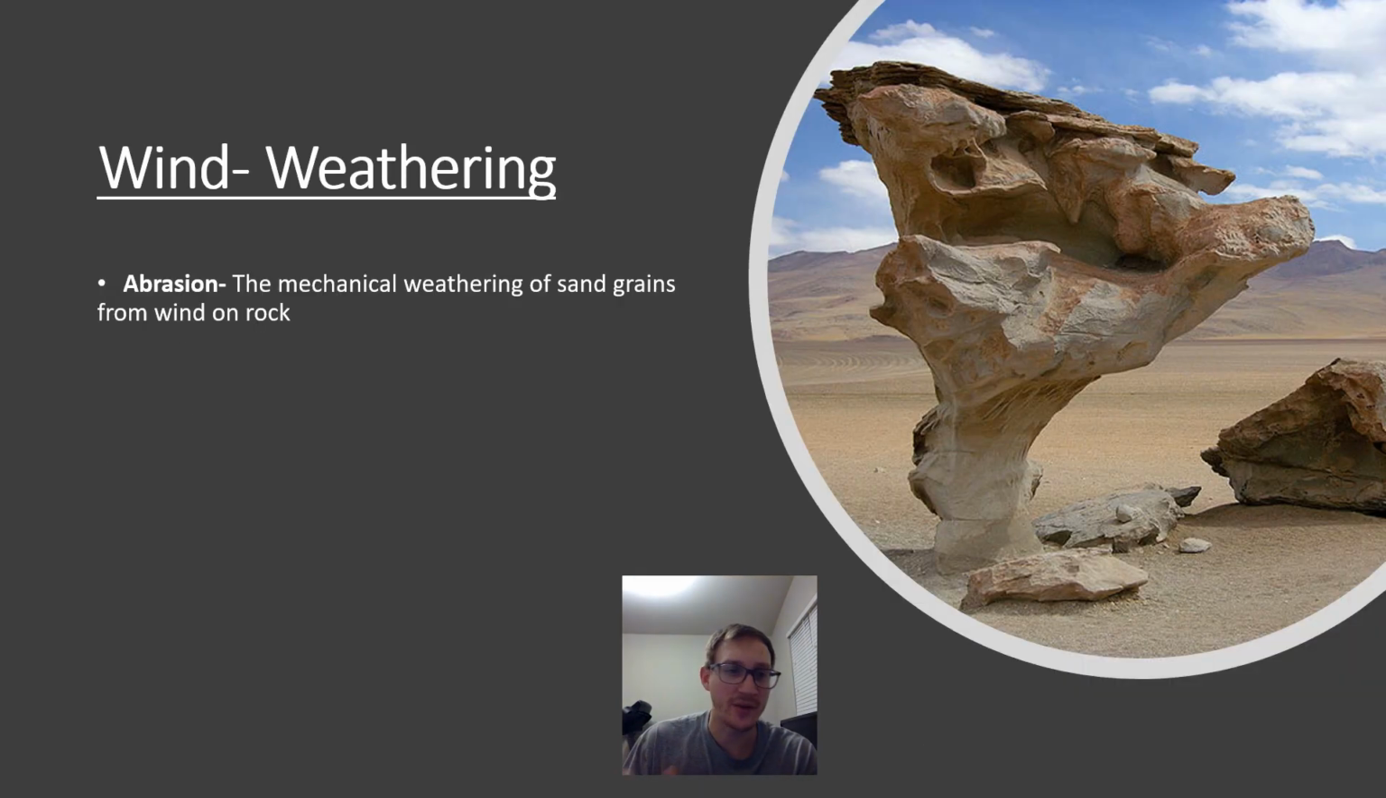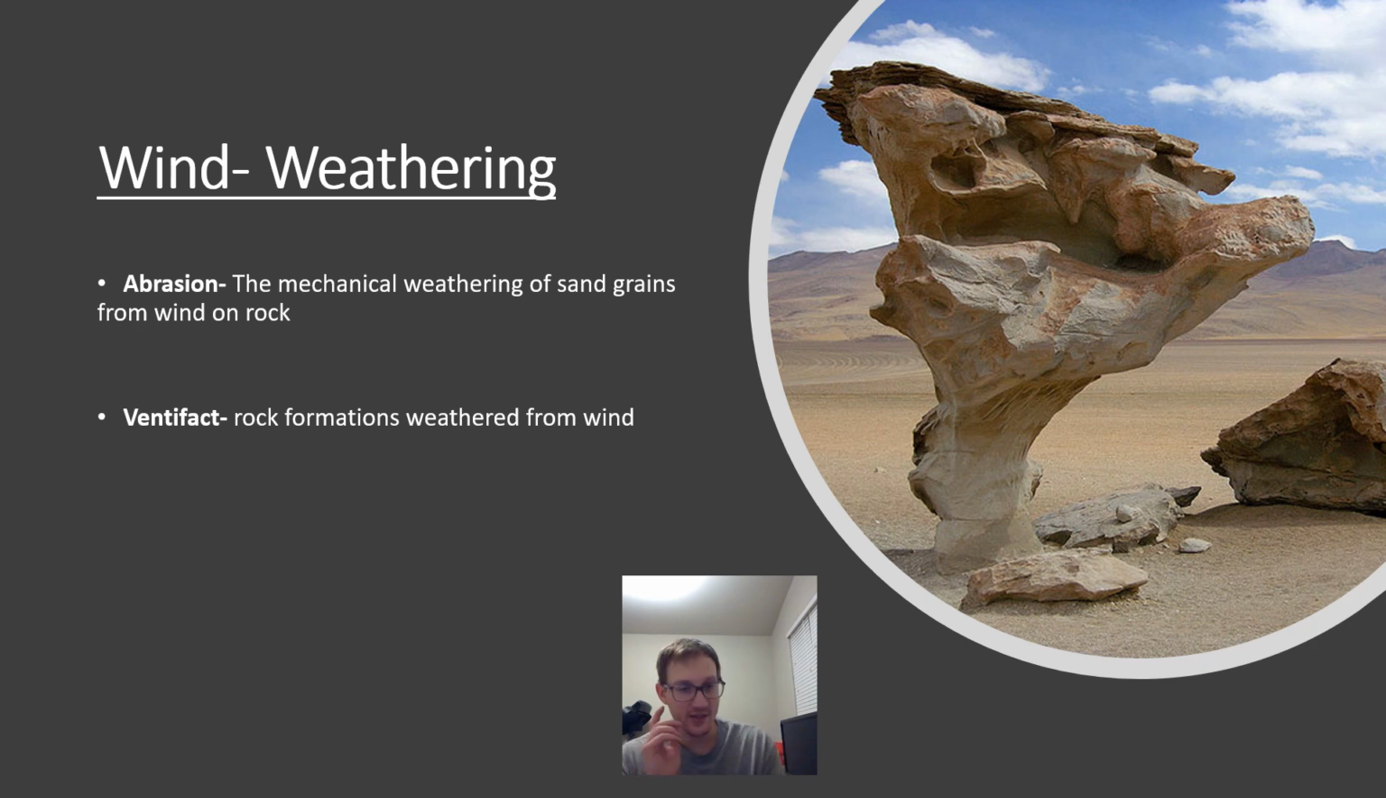Okay, so let's talk about weathering. Abrasion, the mechanical weathering of sand grains from wind on rock. Okay, so they form these interesting little rocks. Here in the desert, basically they don't get a lot of rain, so it doesn't wear down by water very much. It is the wind that causes these weird shaped rocks. And these are actually called ventifacts, rock formations weathered from wind.